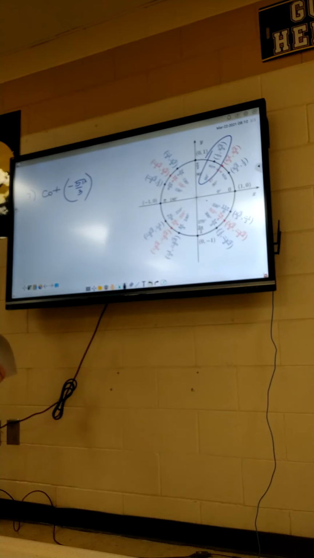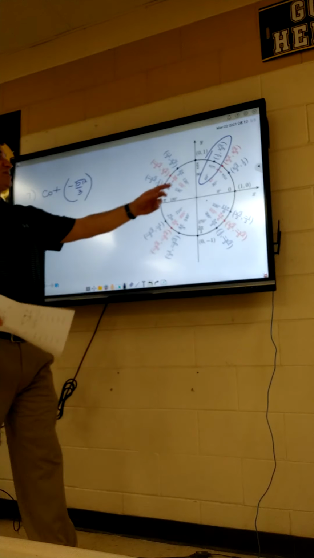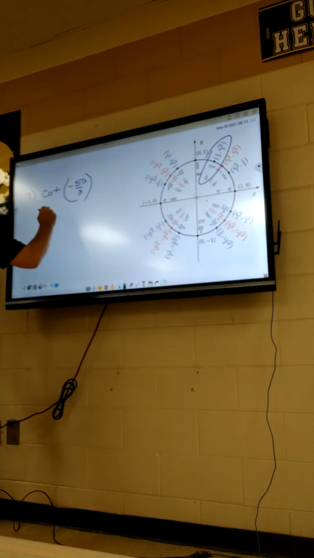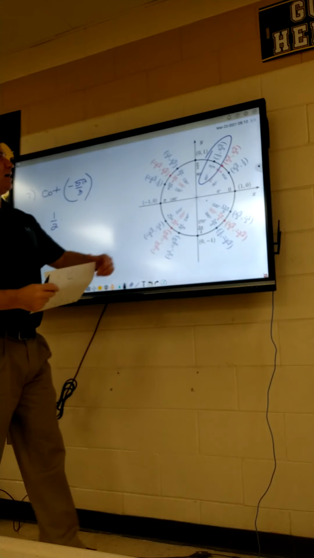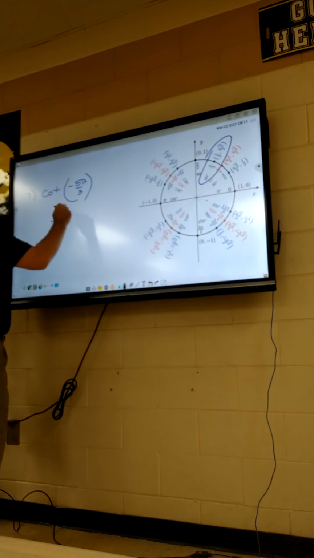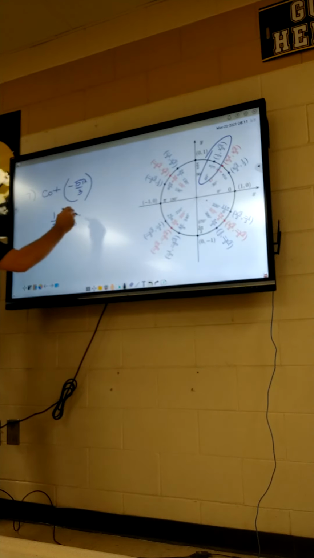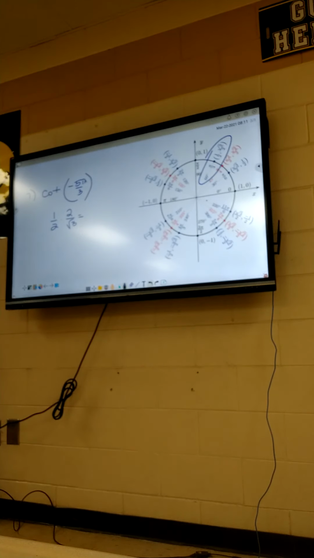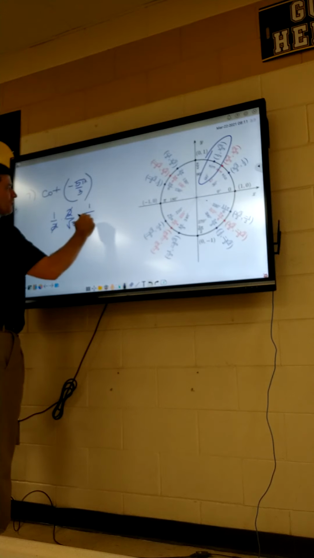All right, so what's my formula now for cotangent? X over y. So that means I write my x down first, which is 1/2, and then I flip my y. So that's going to be 2 over root 3. What do I do next? Cross out the 2's. Good. So our answer is 1 over root 3.